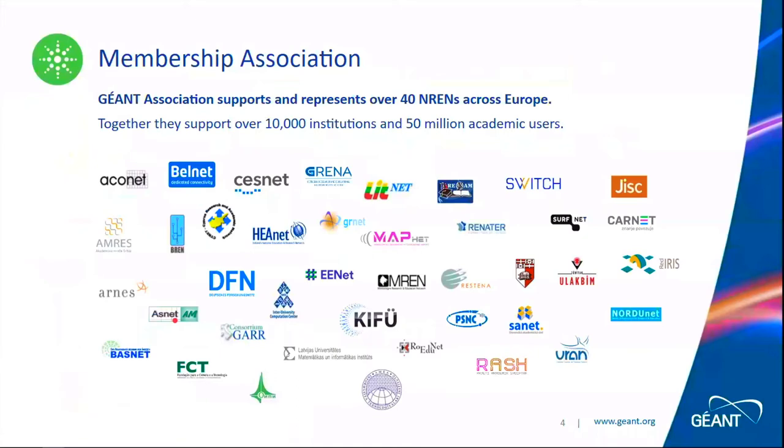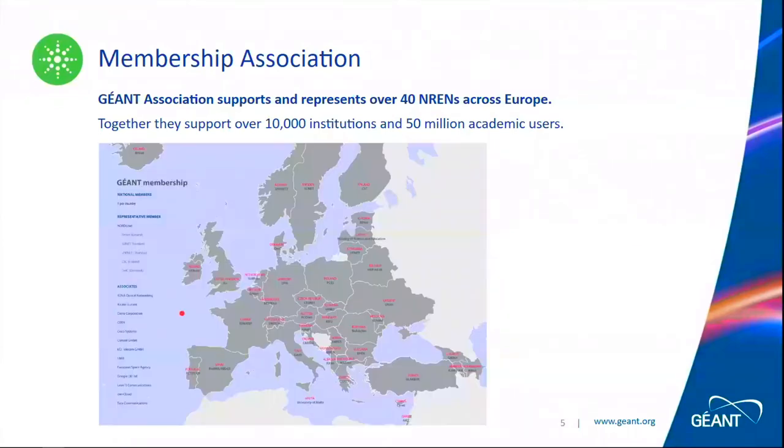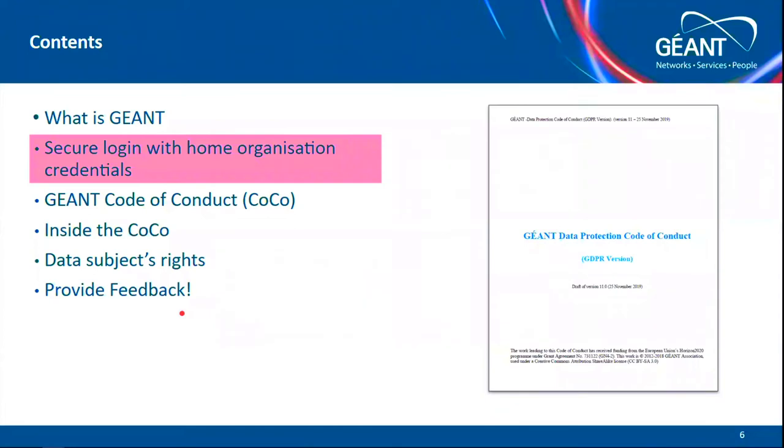There are several national representatives of this GÈANT network. This is a collection of those logos of the NREN organizations. They together connect over 10,000 institutions in Europe and 50 million academic end users. And in practice, they cover all European Union countries and also some other European countries in this map. So that was a short introduction of GÈANT, and one of the work areas of GÈANT is secure login with home organization credentials. What does that mean?